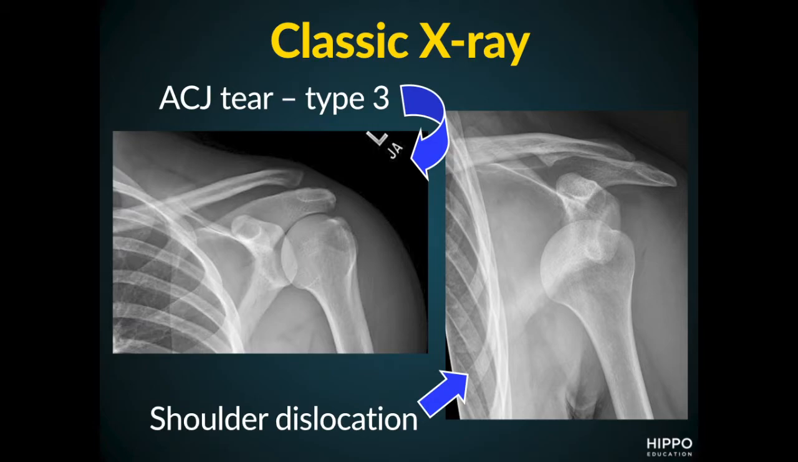The image on the right-hand side shows you a shoulder dislocation where that humeral head is not where it's supposed to be. It's supposed to be in that glenoid fossa. So that is radiographic evidence of a shoulder dislocation.